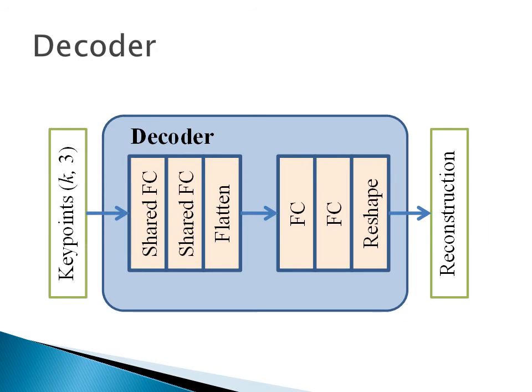The decoder is composed of fully connected layers. The first block shares weights among points to get point-wise features. The features are reconstructed into a point cloud of the same size as the input point cloud by the second block. Chamfer loss is applied between the reconstructed point cloud and the original one.